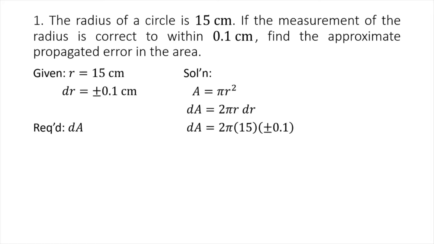Therefore, the approximate propagated error in the area is plus or minus 3 pi square centimeters, or approximately plus or minus 9.42 square centimeters. This means that the computed area that we obtain here is correct to within 9.42 square centimeters.